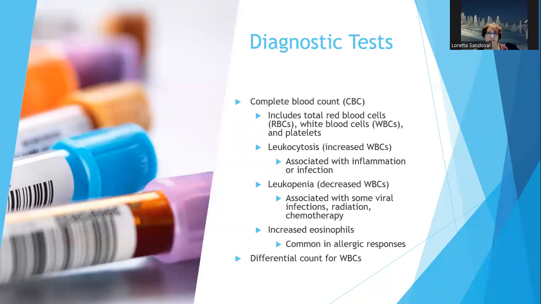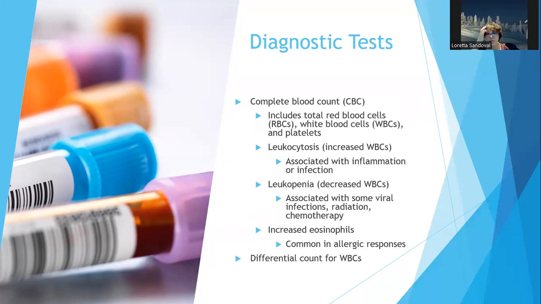So diagnostically, a complete blood count, CBC, is a really common test. It counts everything: total red blood cells, white blood cells, and platelets. They do it from a smear. Leukocytosis is where you have too many white blood cells, and it's associated with inflammation or infection. Leukopenia is decreased white blood cells, and it's associated with some viral infections, and radiation and chemotherapy also.